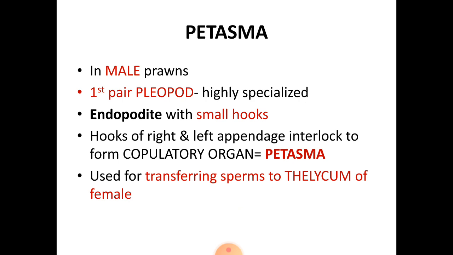In the case of male prawns, the first pair of pleopods is highly specialized. Here the endopodite has small hooks.